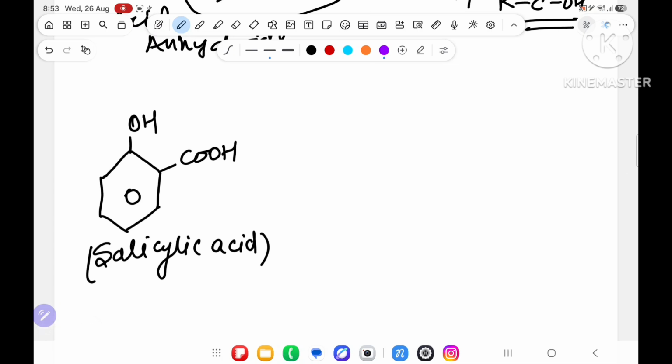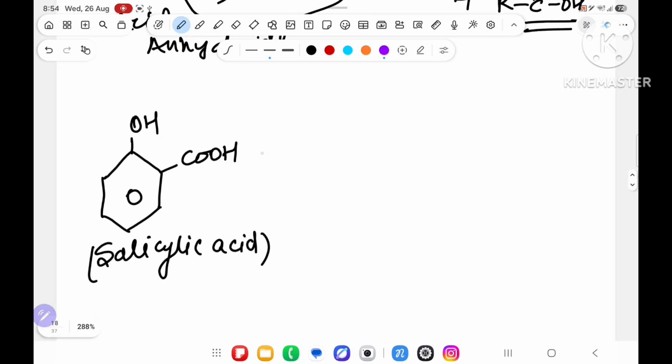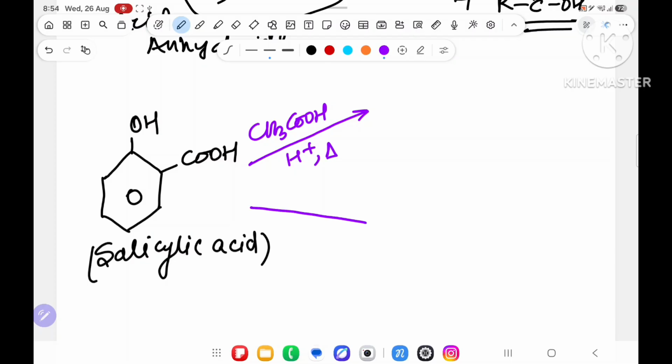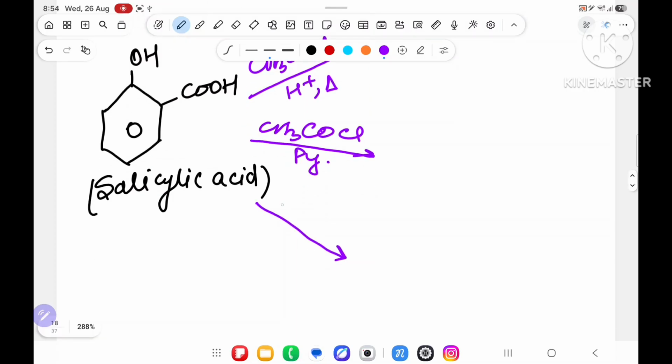So see over here what is going to happen and what I am trying to explain. Suppose I take the first reagent as CH3COOH in presence of H plus and heat. The second reagent I have taken is CH3COCl in presence of pyridine. The third reagent I have taken, suppose, (CH3CO)2O in presence of heat. And the fourth reagent I have taken is alcohol in presence of heat.